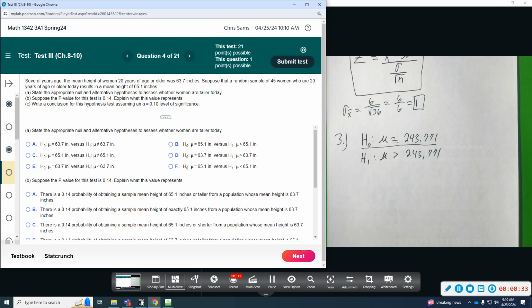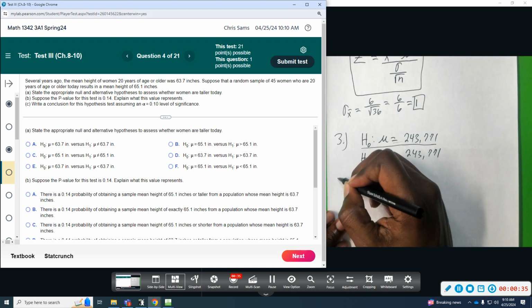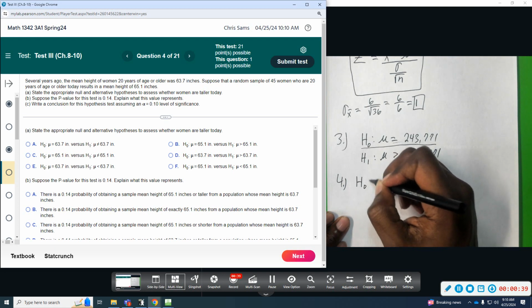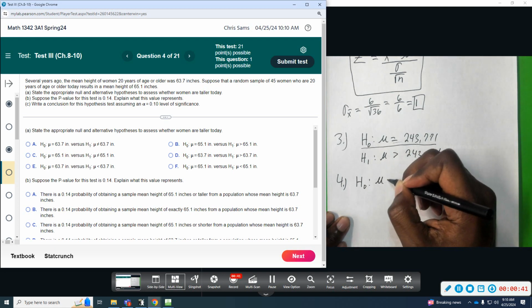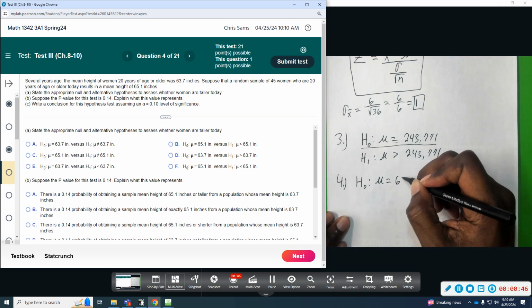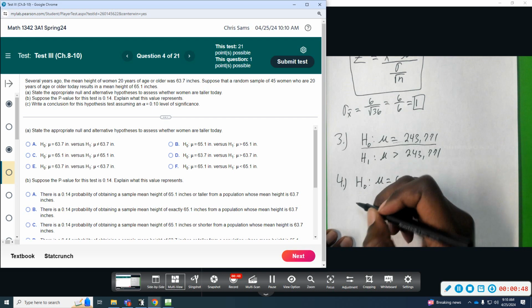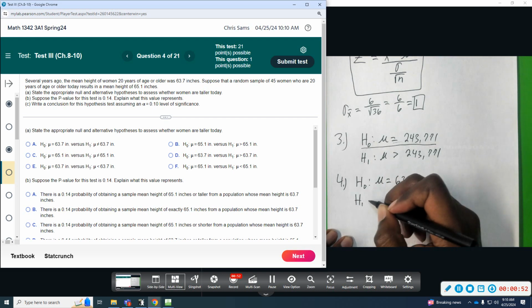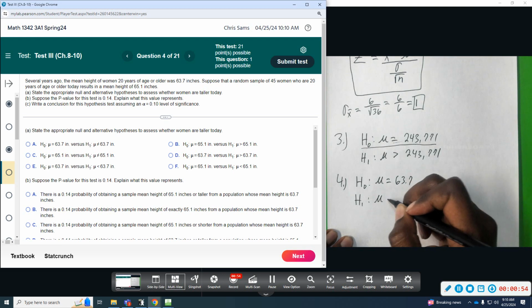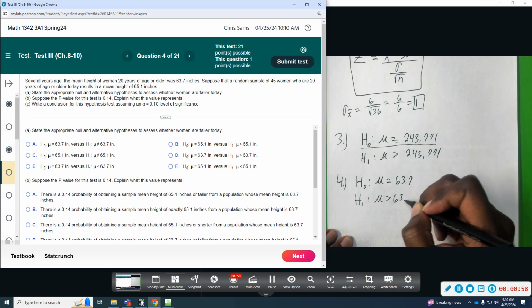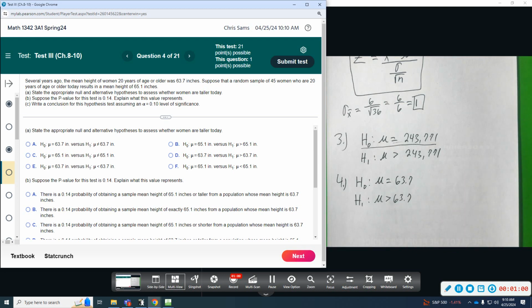Okay, so it says women's height was 63.7, so that was the mean, 63.7, and we want to know, are they taller? So the alternative is going to be greater than 63.7 because they want to know taller. All right, so that's part A.